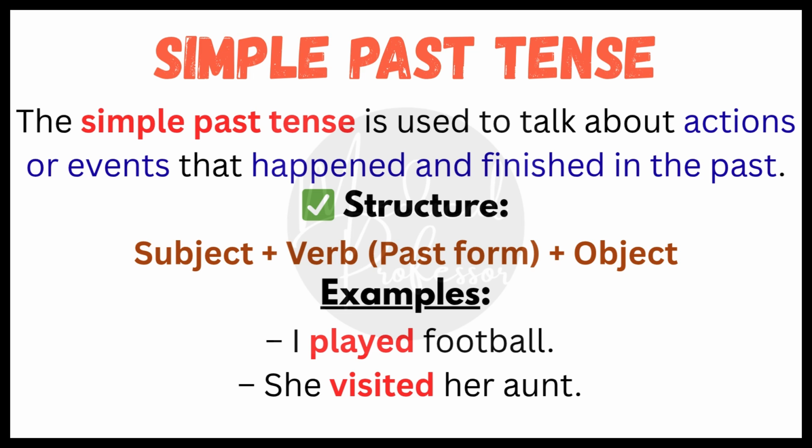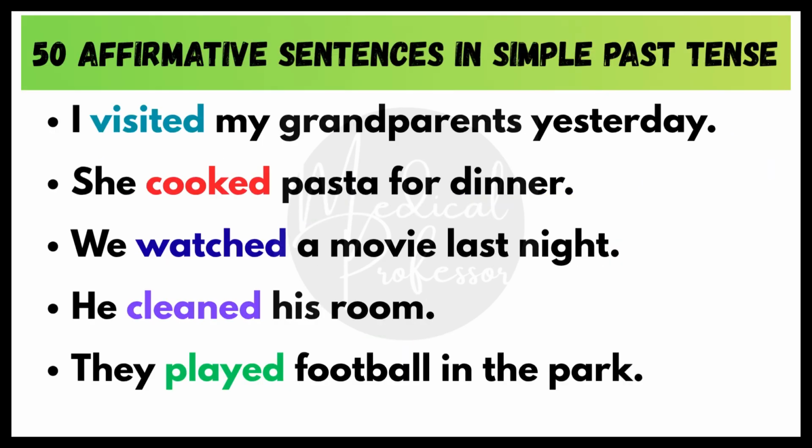The simple past tense is used to talk about actions or events that happened and finished in the past. Structure of simple past tense. Subject plus past form of the verb plus object. For example, I played football. She visited her aunt. Use the past form of regular or irregular verbs.